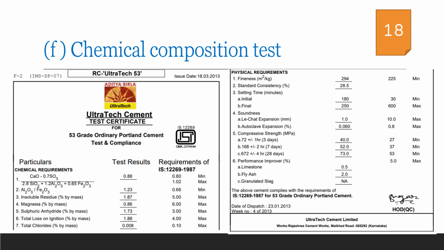In chemical properties we can see the ratio of the lime to the silicon, aluminum and iron compound as 0.88 and we can also see the other chemical properties such as insoluble residue, magnesia, sulfuric anhydride, total loss of ignition, total chlorides, etc. In addition to that, we can see the physical properties such as fineness, standard consistency, setting times, initial and final, then soundness, compressive strength, and the percentage of performance improvers such as limestone, fly ash, granulated slag, etc.